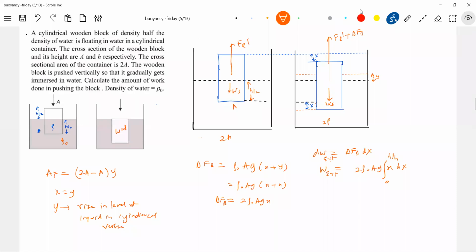Work done by the external agent to push the cylinder by distance dx. For the cylinder to get into the liquid, h by 2 should go into the liquid, no? But what should be the displacement of this point? It should be h by 4, because if the cylinder moves by x, the liquid will rise by x. So therefore the limit should be 0 to h by 4. So this will become rho naught g A h square by 16.